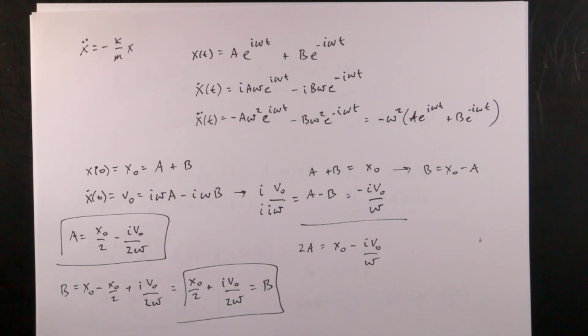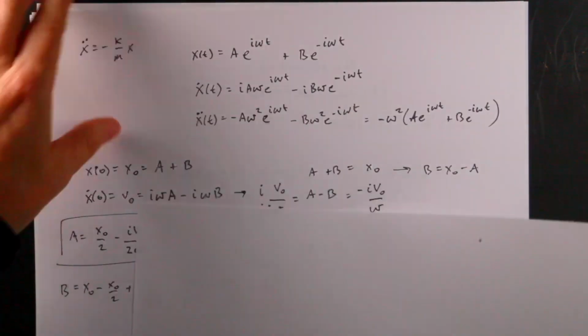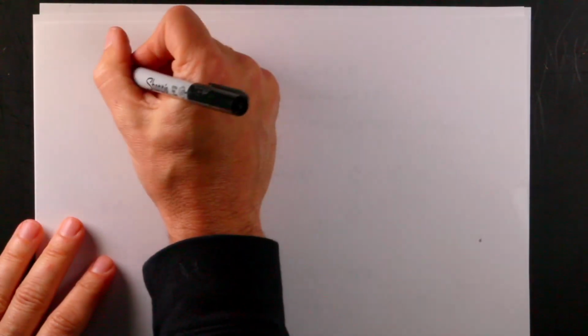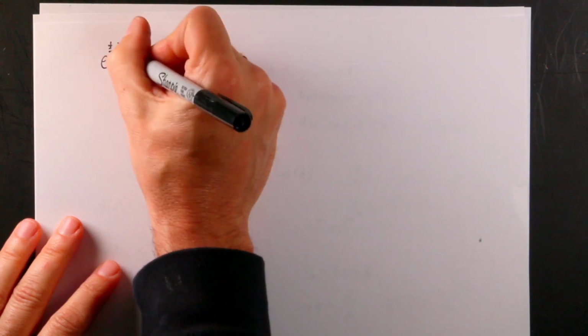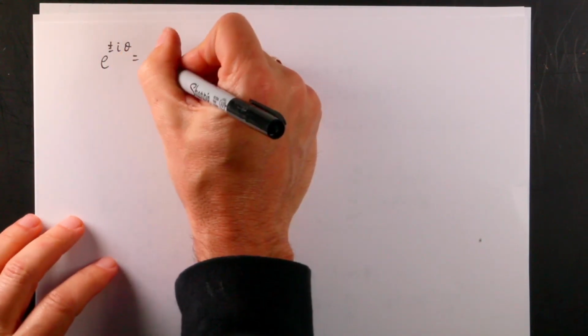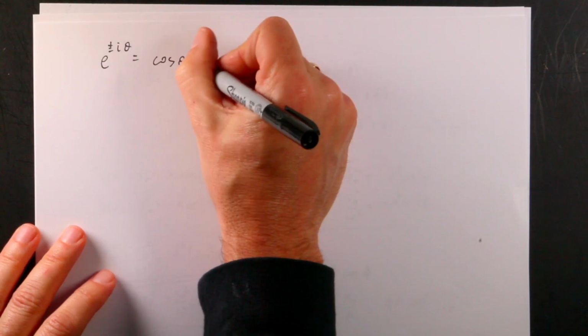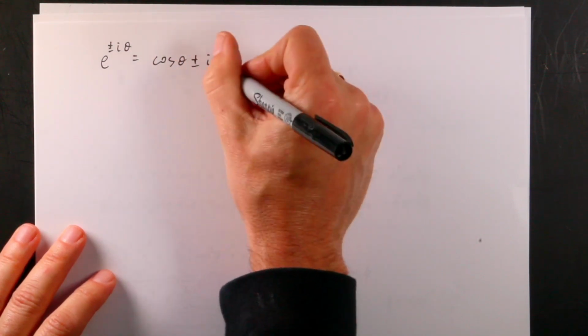Okay, so one of the things we're going to need to do is, I'm going to move this right here because I need those values, is to use the Euler identity. The Euler identity, and I'm not going to prove this, it says this: e to the plus or minus i theta is equal to cosine theta plus or minus i sine theta.